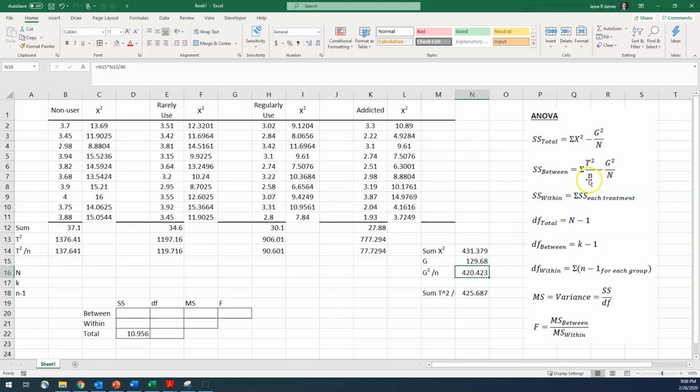All we have to do is subtract what we just computed minus what we did before. So the sum of squares between equals what we just did minus what we did before. And that's 5.26. Then if we do the sum of squares within, that is the sum of squares for each treatment added up. Now, I didn't give you the formula for the sum of squares in each treatment.